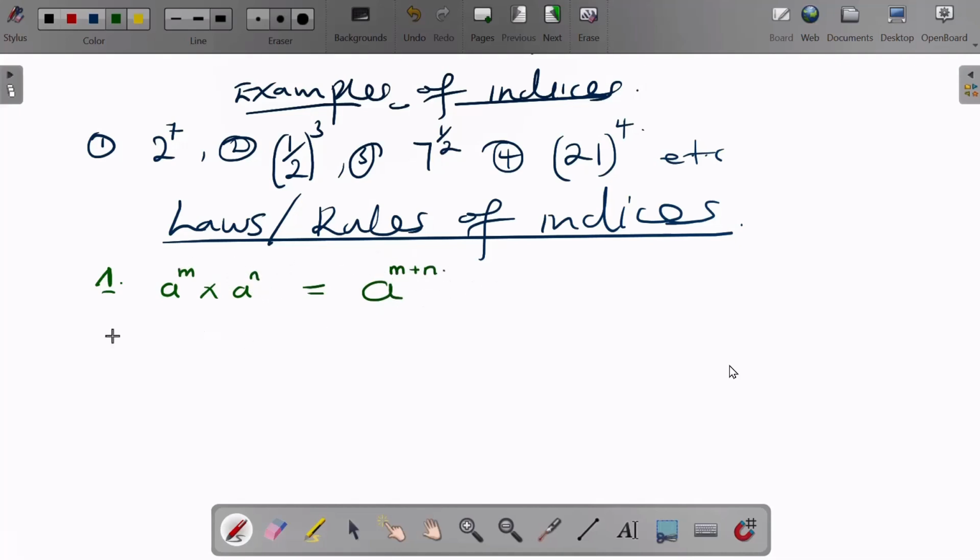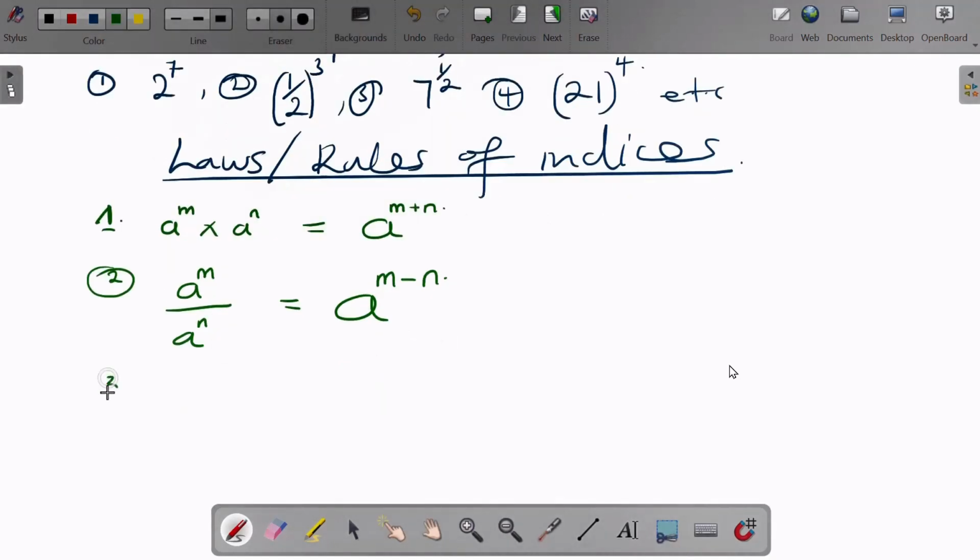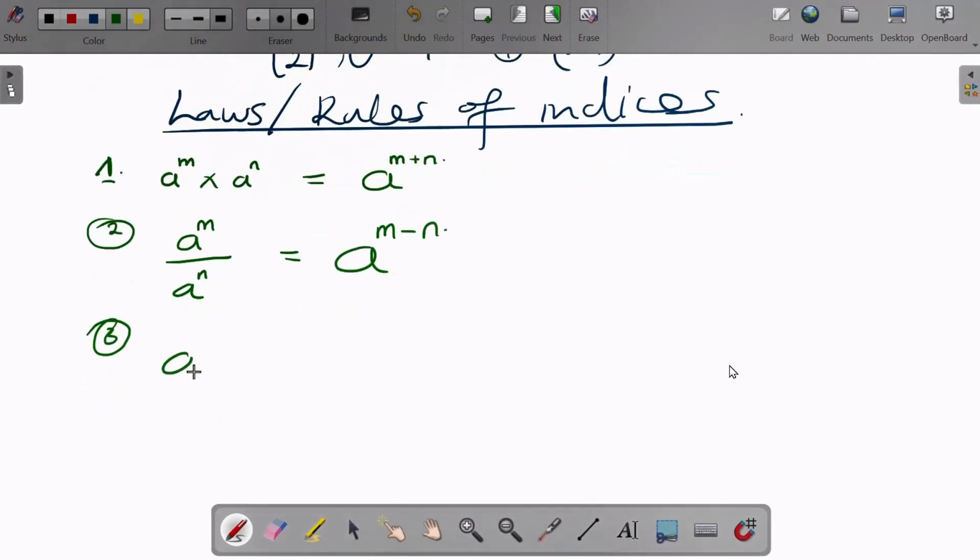That's rule number 1. Then you can have number 2. If you have still a as the base raised to power m, divided by a still as the base raised to power n, this is the same as having a raised to power m minus n. So this is rule number 2. We can have rule number 3. If I have (a^m)^n, this is the same as having a as the base raised to the multiplication of the 2 powers or indices.